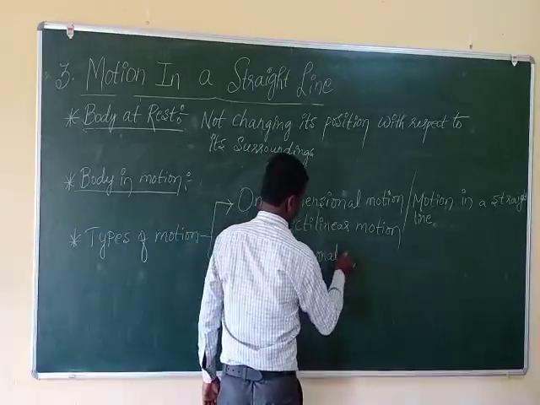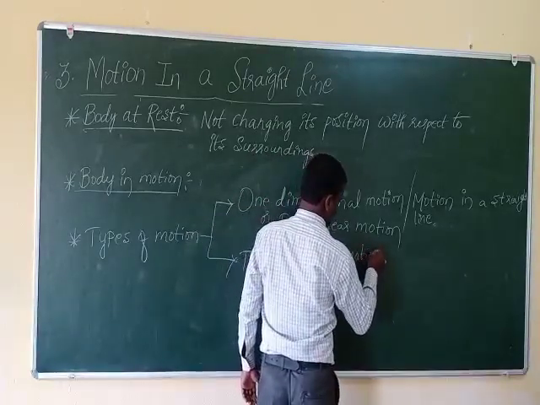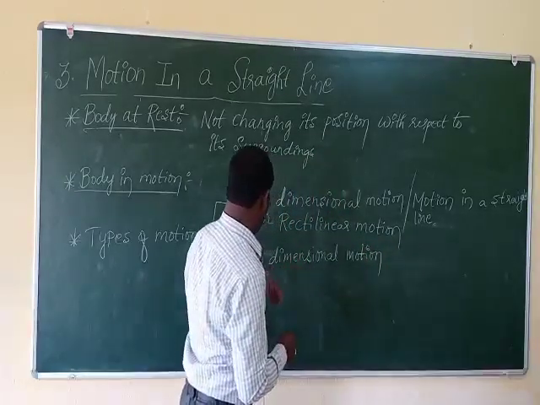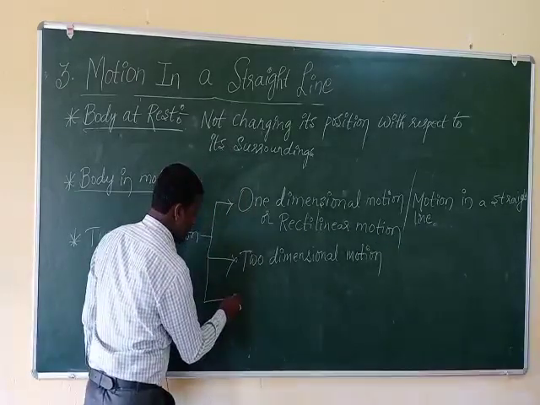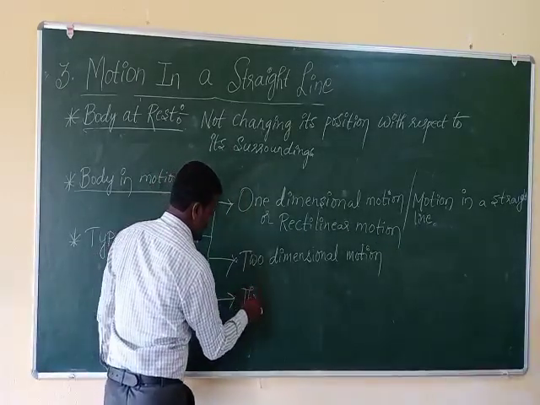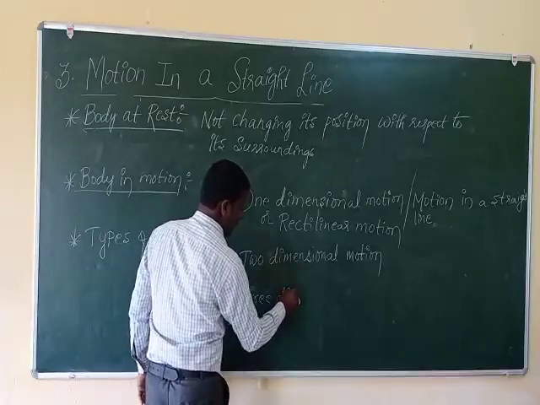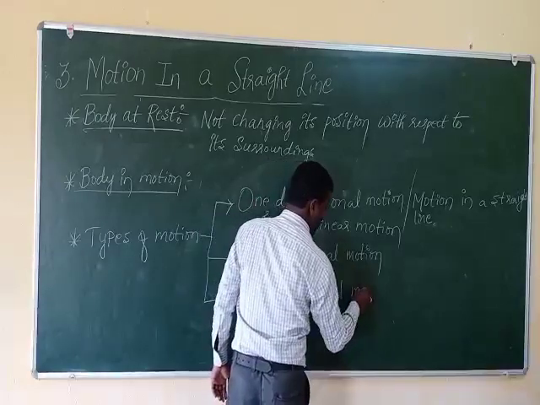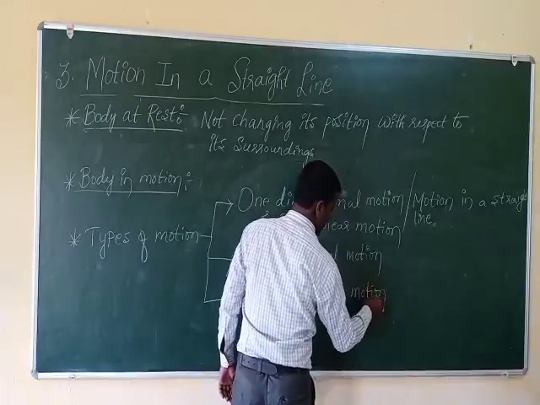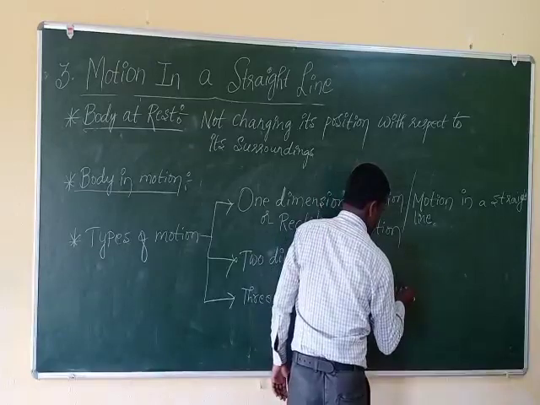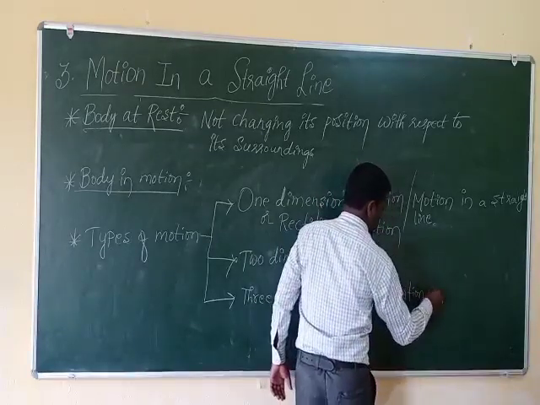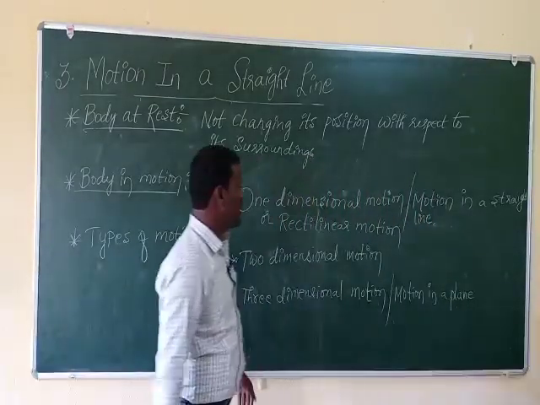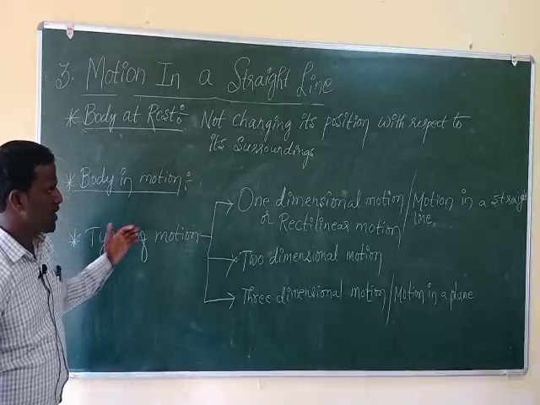Two-dimensional motion. Third one, three-dimensional motion, or motion in a plane. Its another name is motion in a plane. So see here, what are the types of motion?